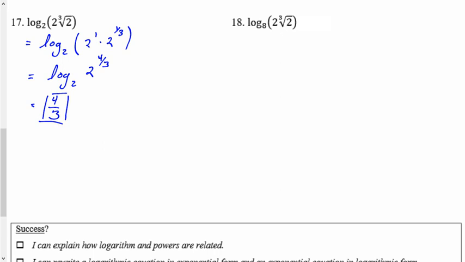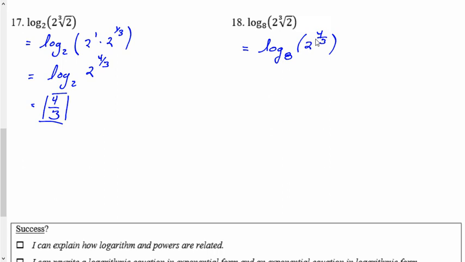Last question. Well, I have a similar situation, but I'm going to start by just rewriting this as 2 to the exponent 4/3 because my argument is the same. The problem is, how do I rewrite this 2 as an 8?